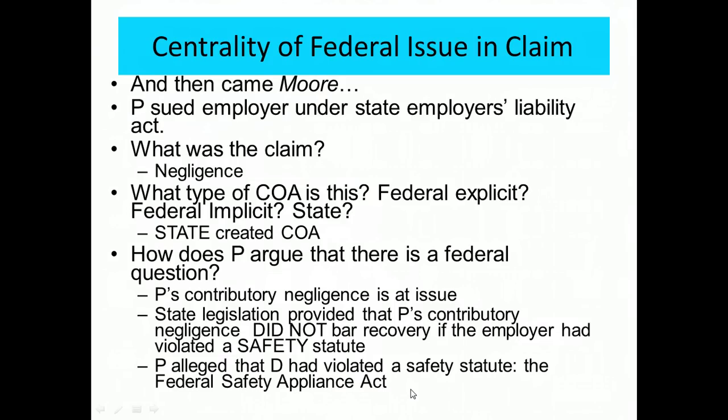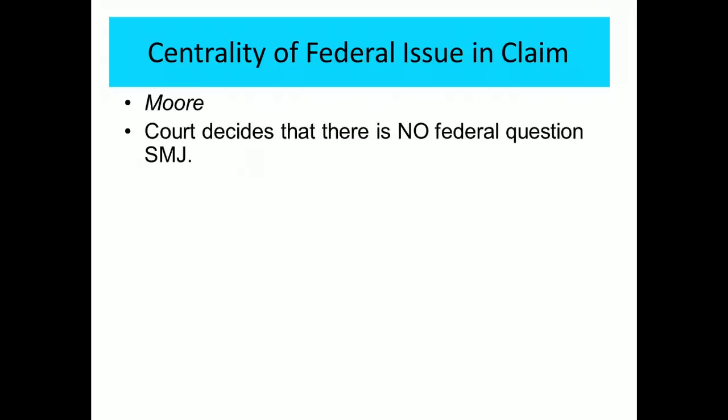Now, you might wonder what the court comes up with here, given that Smith just told us that where it appears in the plaintiff's complaint that the right to relief depends upon the construction or application of federal law, we should be able to have a 1331 claim. But lo and behold, the court says there's no federal question jurisdiction.